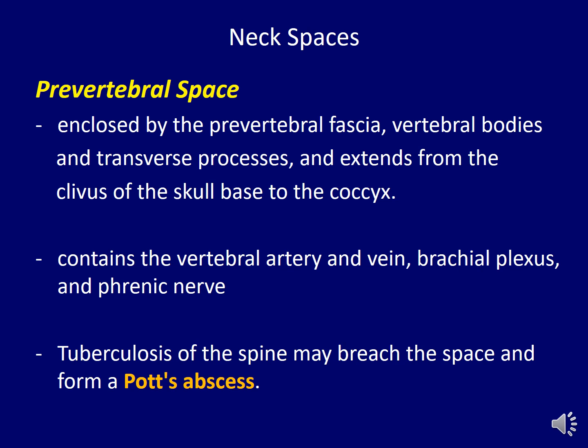The prevertebral space is enclosed by the prevertebral fascia, the vertebral bodies, and the transverse processes, and it extends from the clivus of the skull base to the coccyx. It contains the vertebral artery and vein, the brachial plexus, and the phrenic nerve. Tuberculosis of the spine may breach the space and form a Pott's abscess.